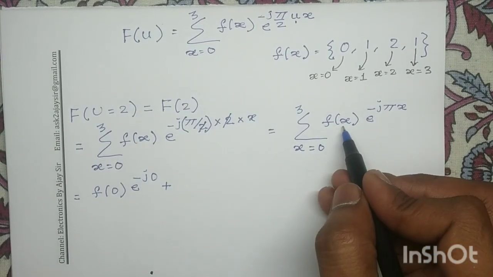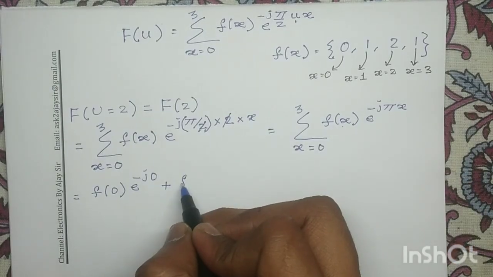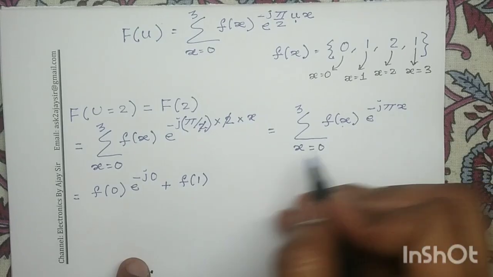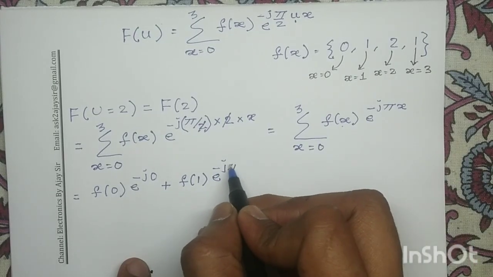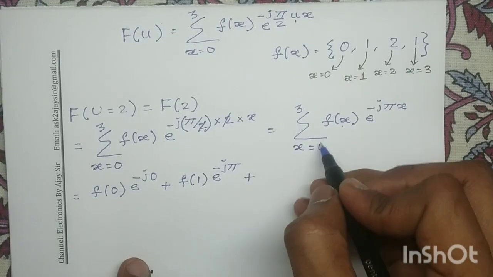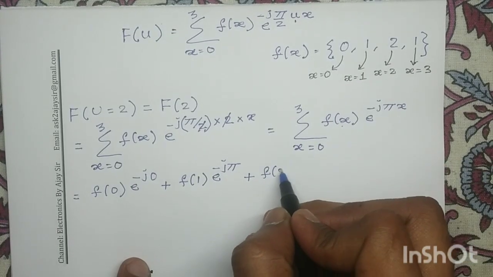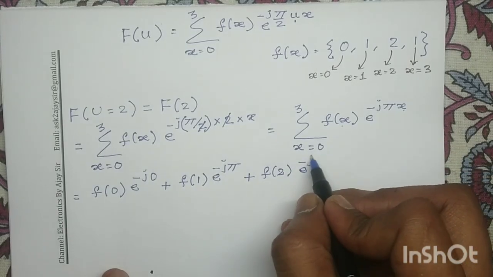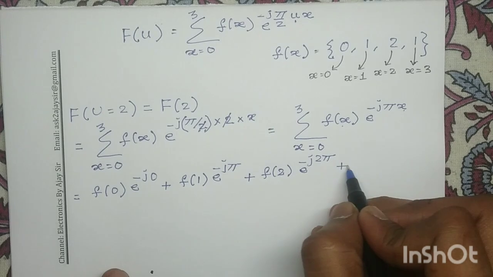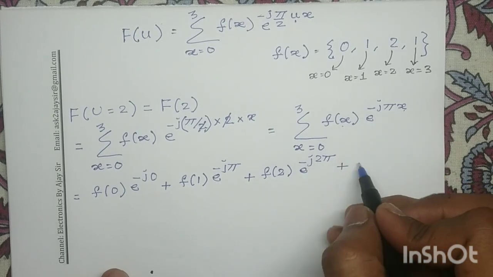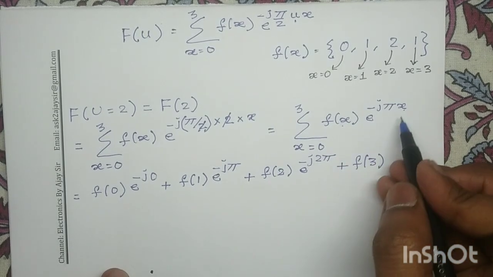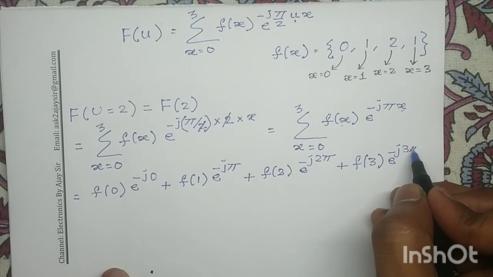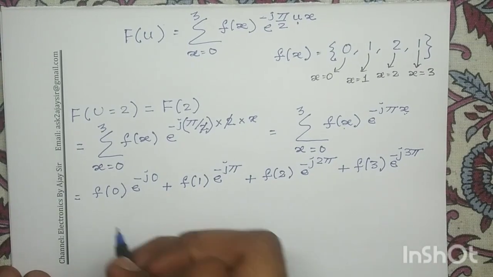Next, for x equals 1, it becomes f(1), and in this expression, if I substitute x equals 1, it becomes e to the power minus j π. Next, for x equals 2, it becomes f(2), and in place of x, if I substitute 2, it becomes e to the power minus j 2π. Next, for x equals 3, it becomes f(3), and if I substitute 3, the expression becomes e to the power minus j 3π. Now we will substitute the values.